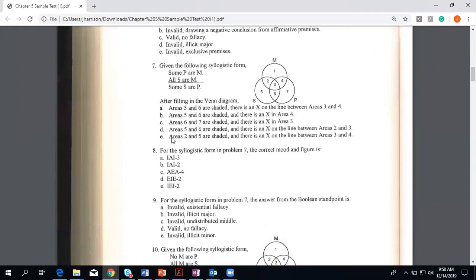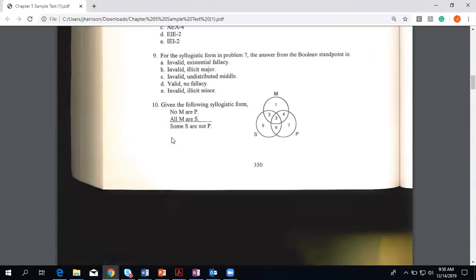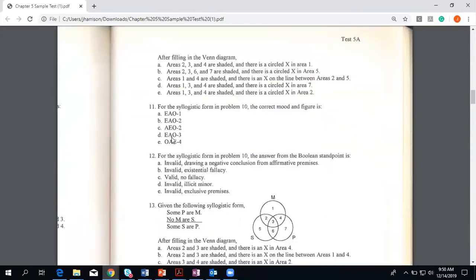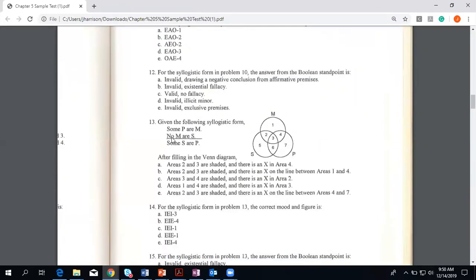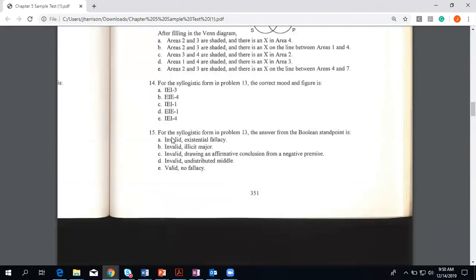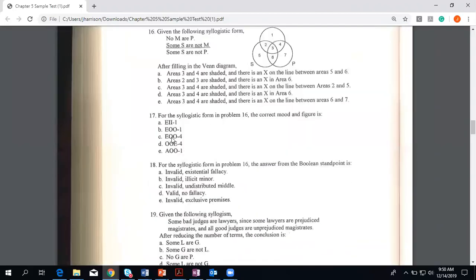Okay, so here's another one like that, but we've gone over a couple. Another one like that. And another one.